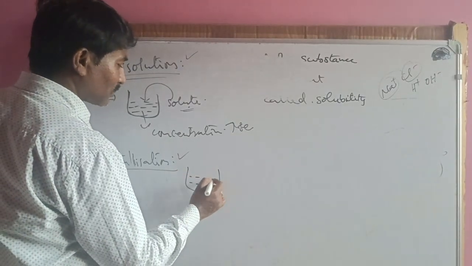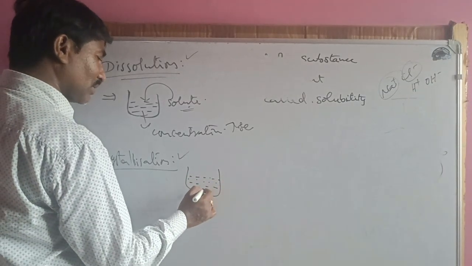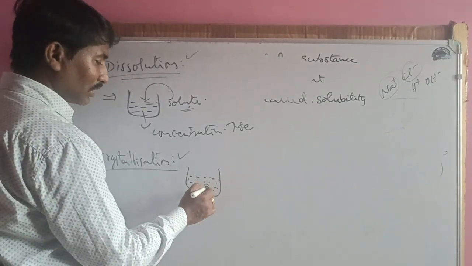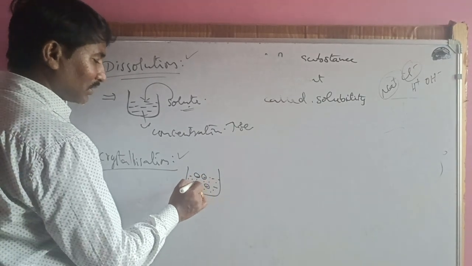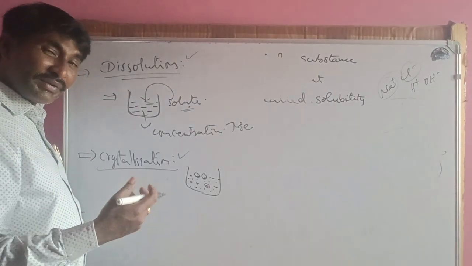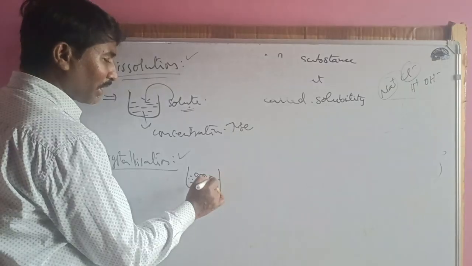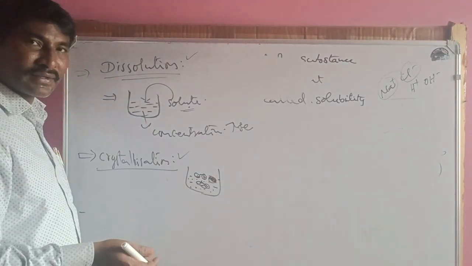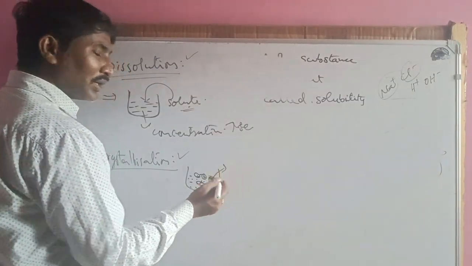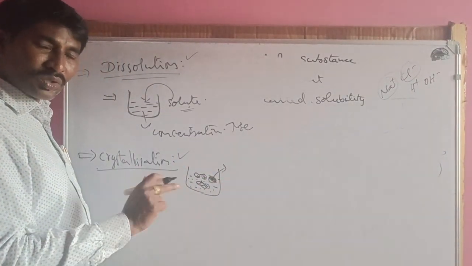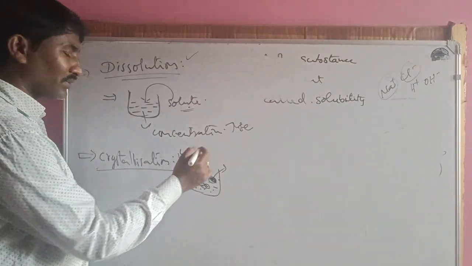Right? So this is the solution, in which solid and solvent are there. These are the solid particles, the dotted lines. They collide with each other, coming in contact, and give bigger particles. That process is the formation of crystals from the solution, which is called crystallization.